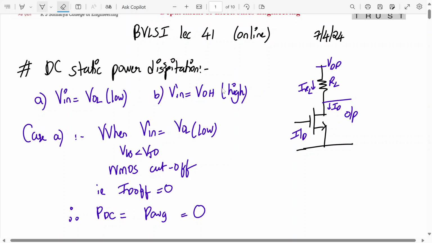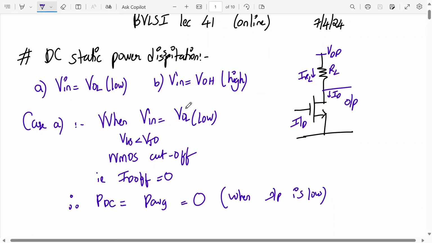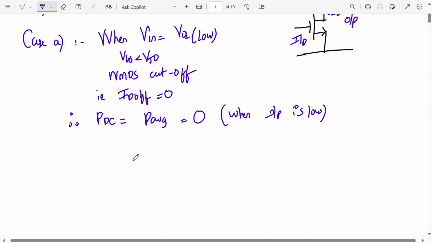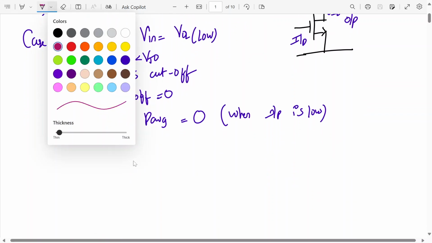Understood? So it is 0 when the input is low, very low, lesser than VTO. VTO is the threshold voltage of NMOS. Remember this. Now we'll consider the second case.